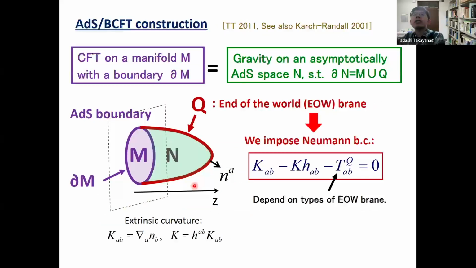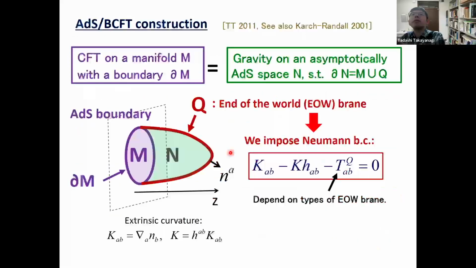So yeah, this is just a summary. As I already mentioned, this BCFT lives on this manifold M with a boundary. M is equivalent to gravity on asymptotically AdS spacetime, which lives on N. The boundary of N consists of M union Q, and on Q we impose the Neumann boundary condition. So this is the final claim of this AdS/BCFT construction. If you have any question, please just ask me.